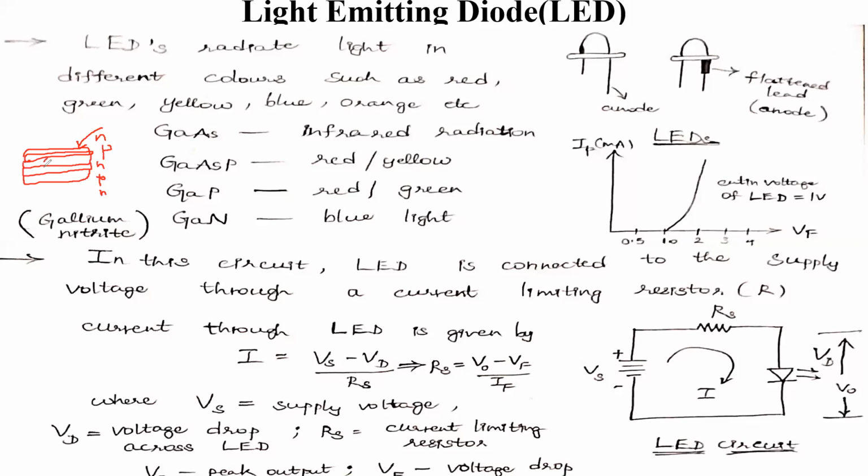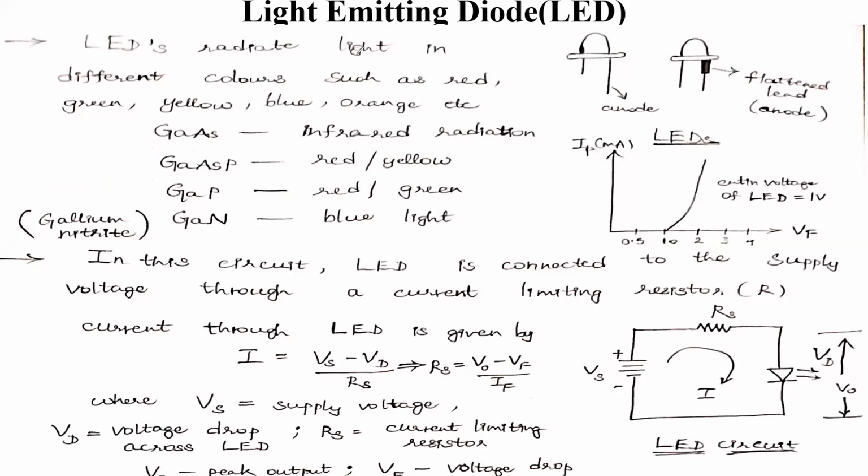From the center level, from this active region, we acquire different light radiation, depending upon the semiconductor material used. That may be gallium arsenide, n type or p type; gallium arsenide phosphide, n type or p type; gallium arsenide nitride, n type or p type, depending upon our convenience or requirement. We are going to make different proportions here.